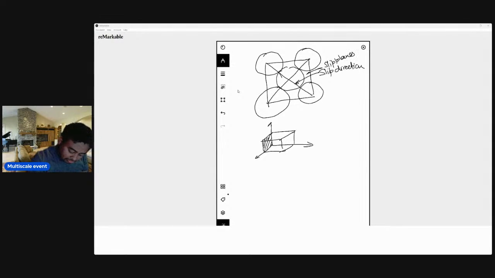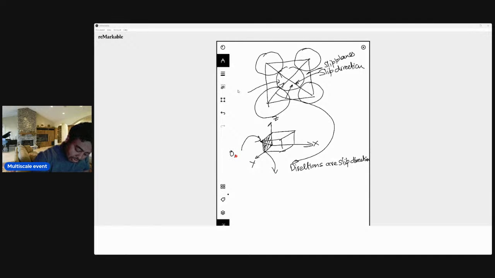And then if you look at this particular plane, this particular direction, these two directions are slip directions. Okay, so basically this direction over here is nothing but this direction. And if this is x, y, and z axis, we are talking about this direction in terms of 0, 1, 1 divided by square root 2, if you will.